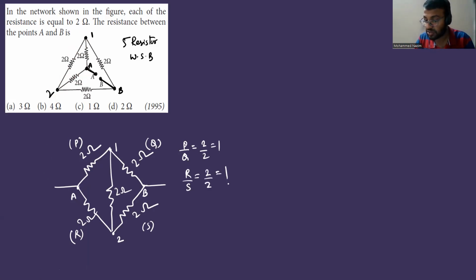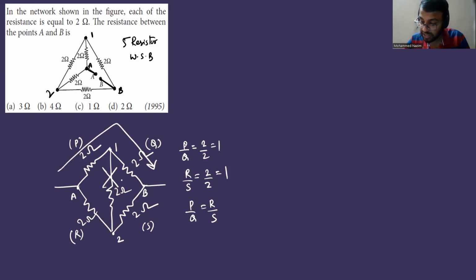And I have to find the resistance between A and B. We know that this is P, this is Q, this is R, and this is S. So what is the condition? We have to check P by Q, equal to how much? 2 by 2, which is 1. R by S, I need to check. That is how much again? That is equal to 2 by 2, and that is also equal to 1. So therefore, we see that P by Q equals R by S. Then we know that no current will flow in the middle branch where we used to have a galvanometer. So we can remove that branch. That branch will be redundant because no current is flowing there.